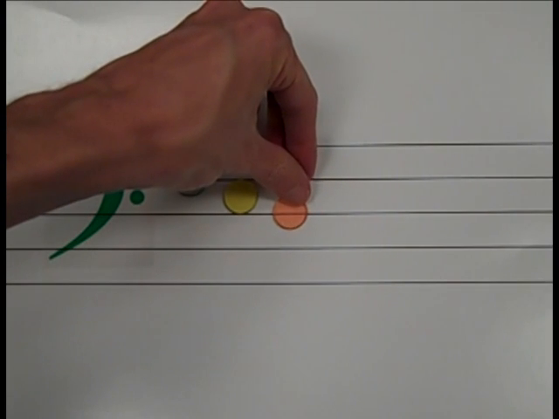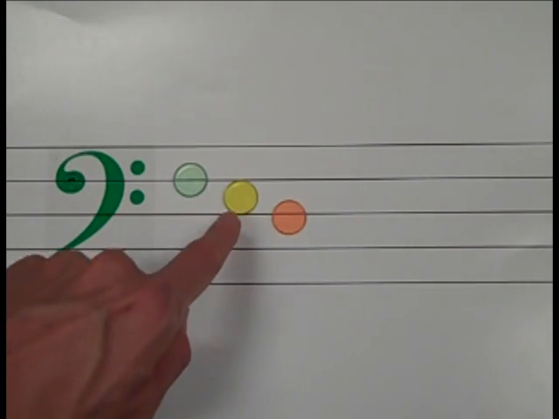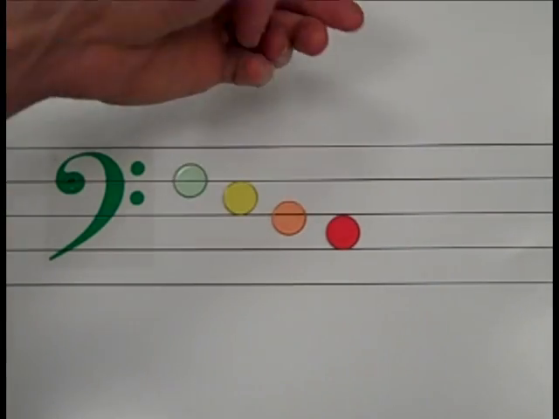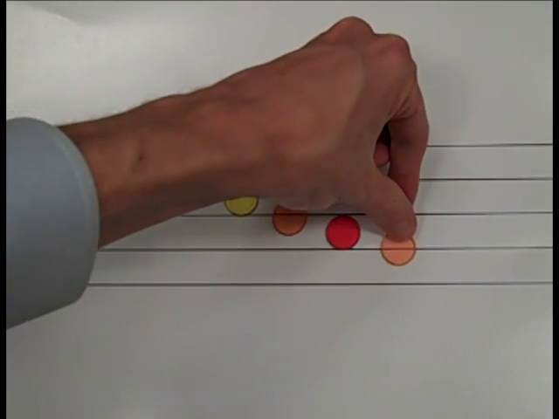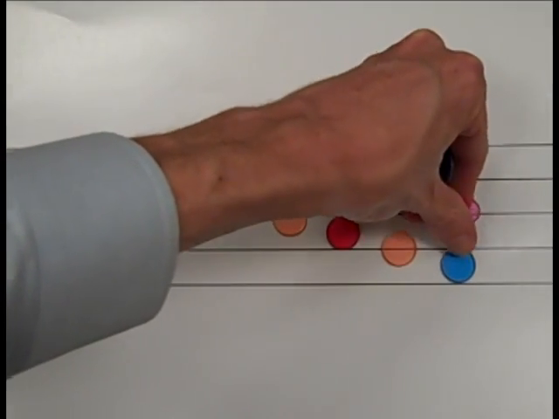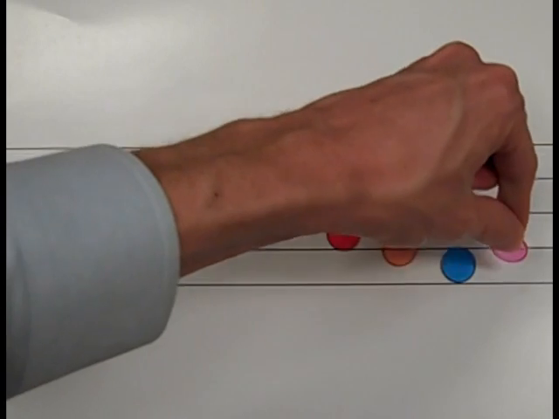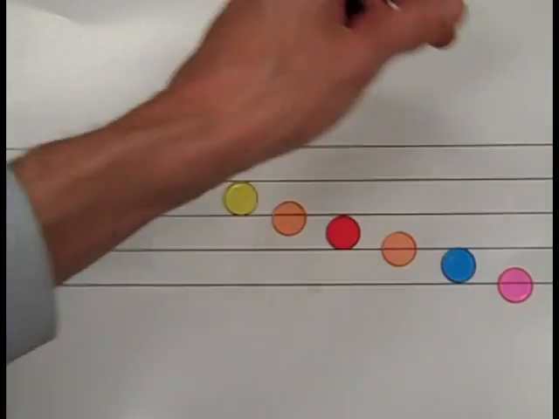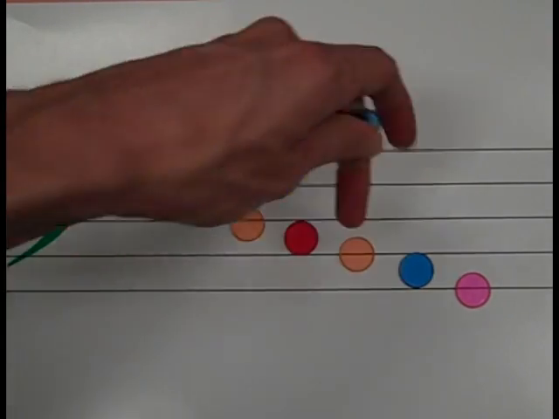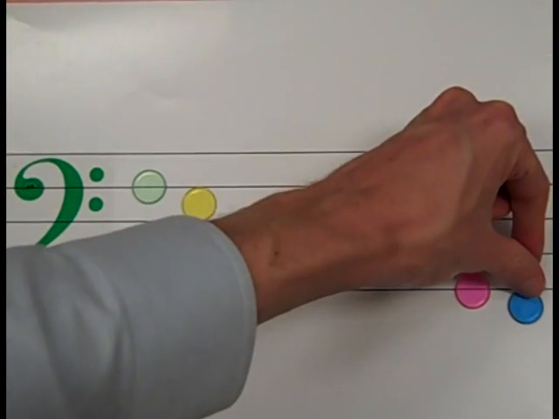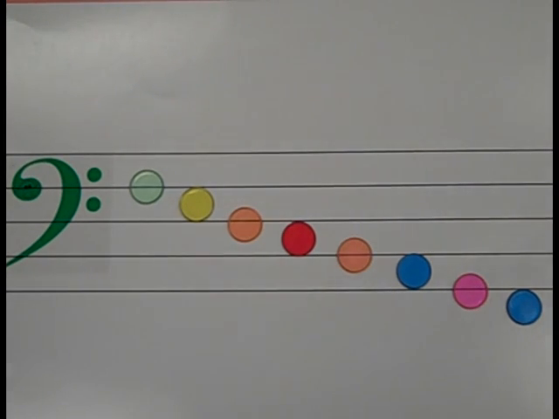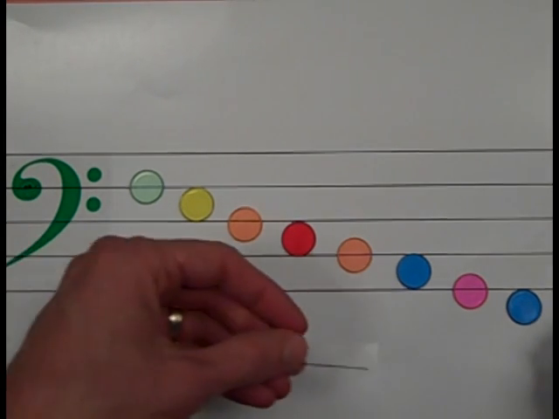Now tell me the name of each note as I place it. D, C, B, A, G, F. Now we could keep going lower than that if we added a ledger line.